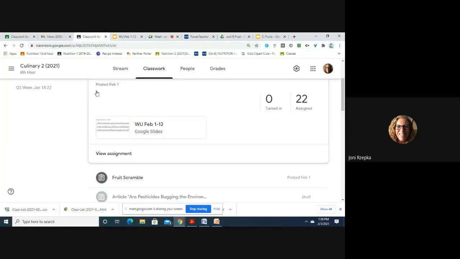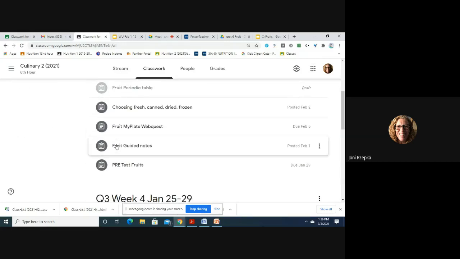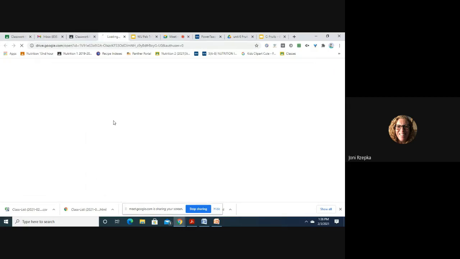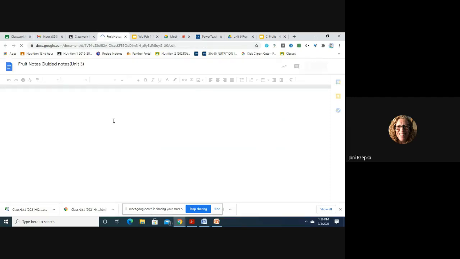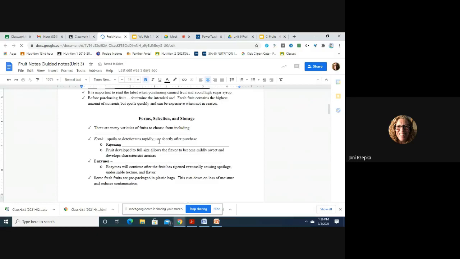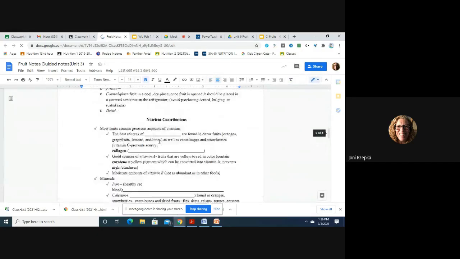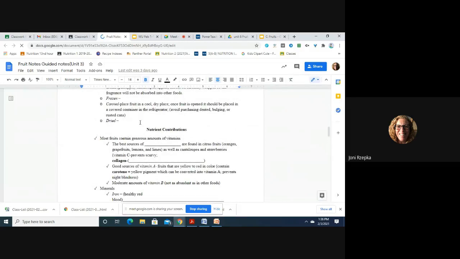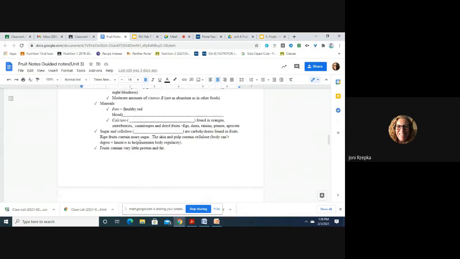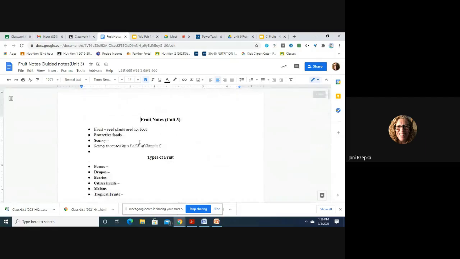You will see a document that will say, let's see now, fruit guided notes. So if you could open the fruit guided notes, that's where we're going to start today. I'll probably take us all the way down to where it talks about the nutrients. So we'll do everything above that, and then the next time together, we'll do the rest. Have that open and you're just going to fill it out as we go through it.